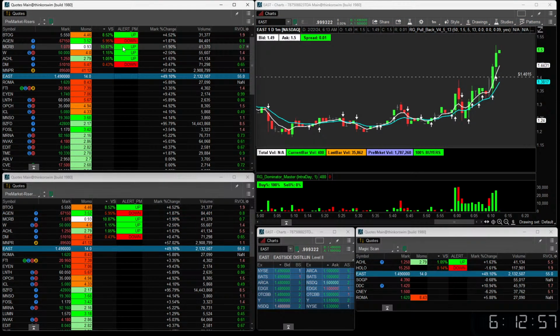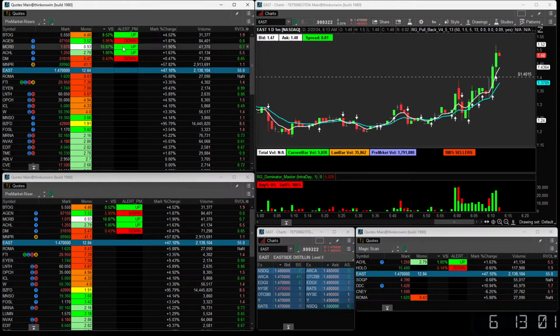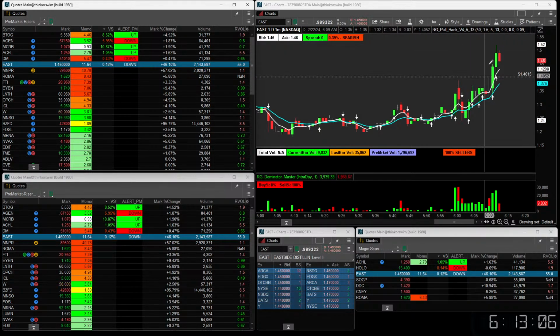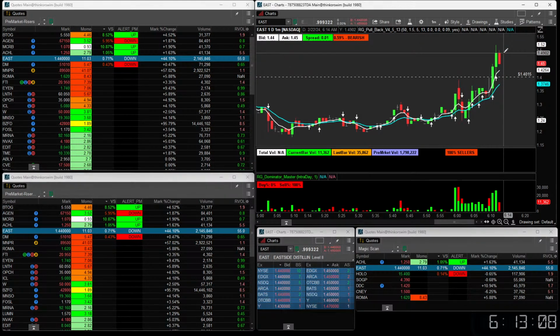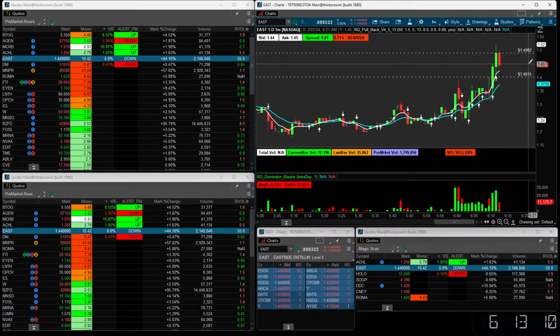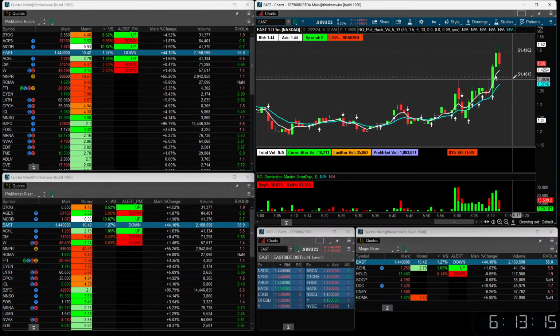EAST, we looked at it earlier this morning. It looks like more buyers found it and they're driving it up a little more. We don't chase these candles. We wait on a pullback. This may be the support level already down here. We will see.